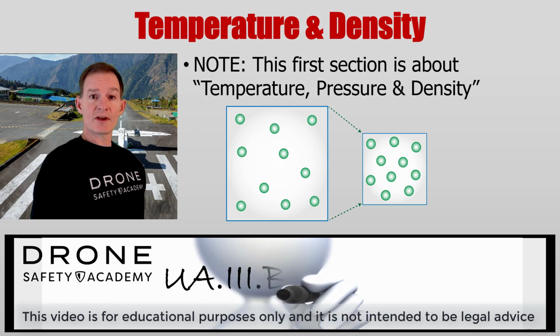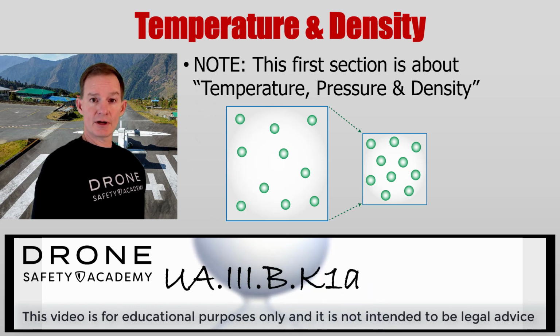The first part of this session is about atmospheric temperature and density. The air at higher altitudes is less dense than the air at lower altitudes, and this is due to the atmospheric pressure pushing down on the molecules. As the temperature increases, the molecules spread apart, become lighter, and rise.